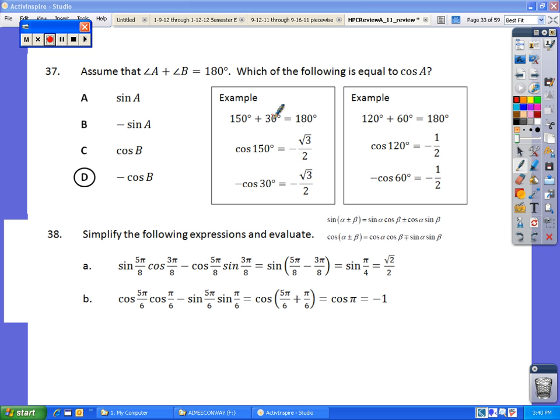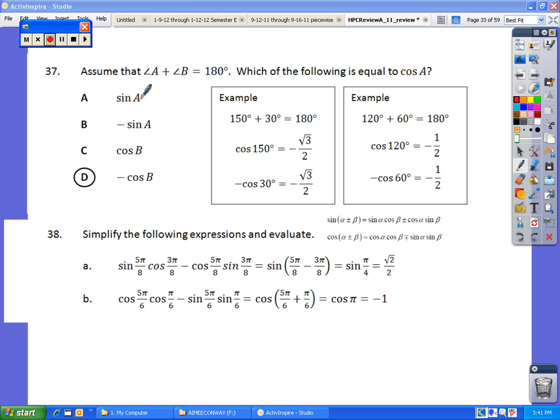So if I had 150 plus 30, that added up to 180. If I took the cosine of 150 and then the negative cosine of 30, notice you get the same value. Okay? So in this case, you can see that by example, you could figure out which of these was true.